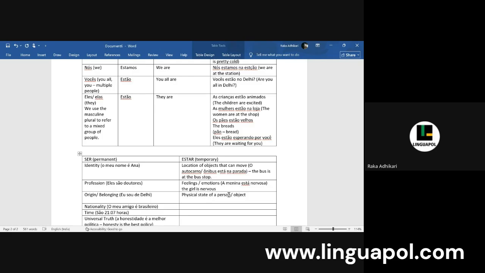For example, eu estou cansada means I am tired. So being tired is a physical state of the body, right? It's not a characteristic. It's a state. Right now I'm tired. If I rest a bit, maybe I'll feel more energized. So the state will keep changing. So the physical state of a person will always use the estar verb.